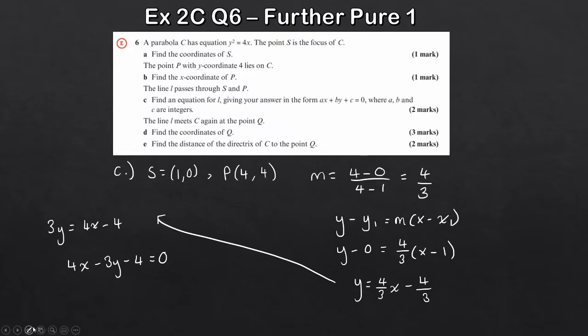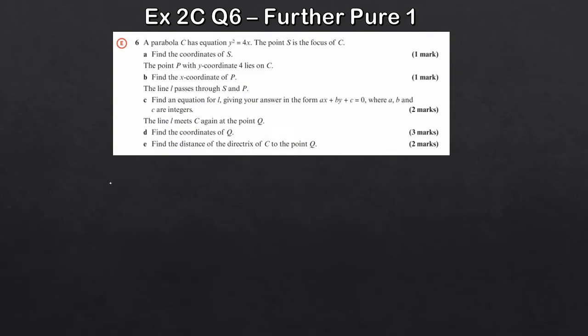So if I clear this, the question is quite big, it takes up a lot of the screen, so I'll have to keep erasing it. So for part D here, we've got the line L, which meets C again. And don't forget, C is just our parabola that we started with. So L is 4x minus 3y minus 4. And we also have C, which is y squared equals 4x.